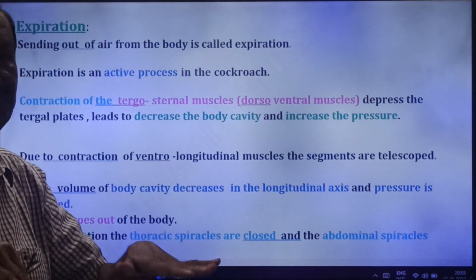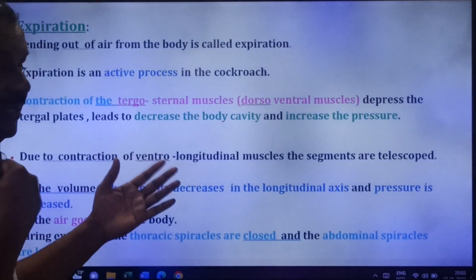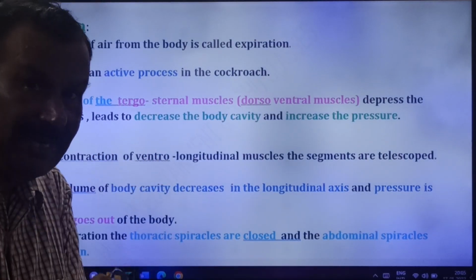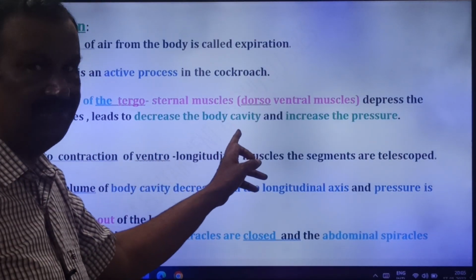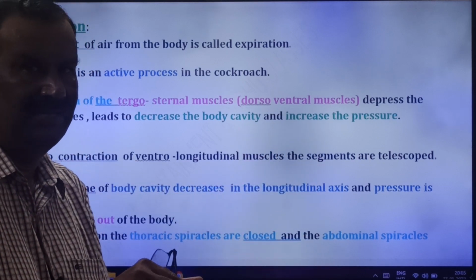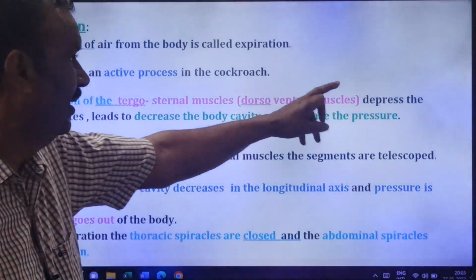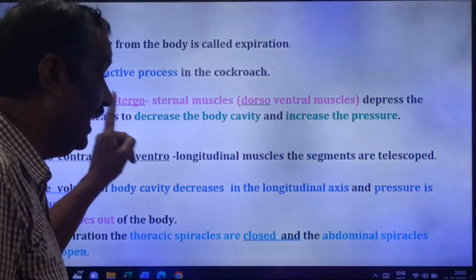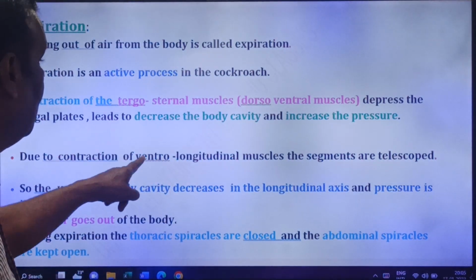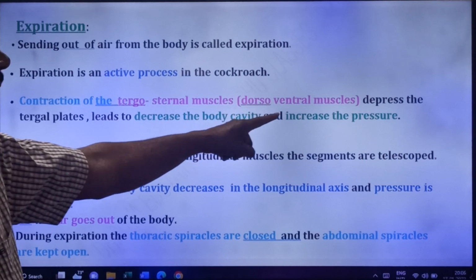Depress the tergal plate. What is tergum, friends? Dorsal plates are called tergal plates. Then what happens? When the tergal plates are depressed, the body cavity decreases. Then pressure increases. Contraction of the pterygosternal muscles depresses the tergal plates. Due to this, what happens, friends? Decrease the body cavity and increase the pressure.